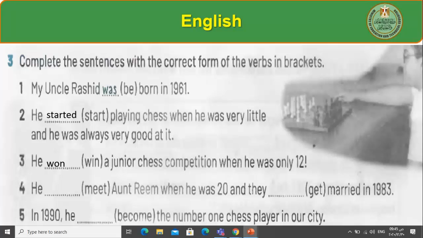Number four, he meets Ramadan when he was 20. هو كان عنده ايه was 20 كان عنده 20 سنه. يا ماضي يبقى الباست from meet okay. And the same with the tennis. Got married in 1983. In 1990, ده تاريخ برضه قديم, he become, طبعا هنا become نحطها في الباست, became the number one chess player in the city. Became the number one chess player in the city.